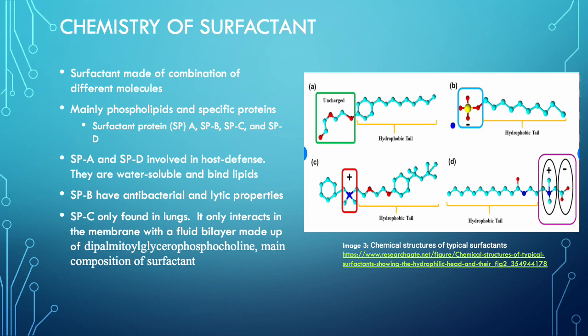SPB is a protein of a different family that includes lipid-interacting polypeptides that have antibacterial and lytic properties. SPA, SPB, and SPD are also found in the gastrointestinal tract. SPC is the only one of the surfactant proteins that is found only in the lungs. It is a lipopeptide that interacts with the membrane with a fluid bilayer made up of dipalmitoylphosphatidylcholine, the main composition of surfactant.